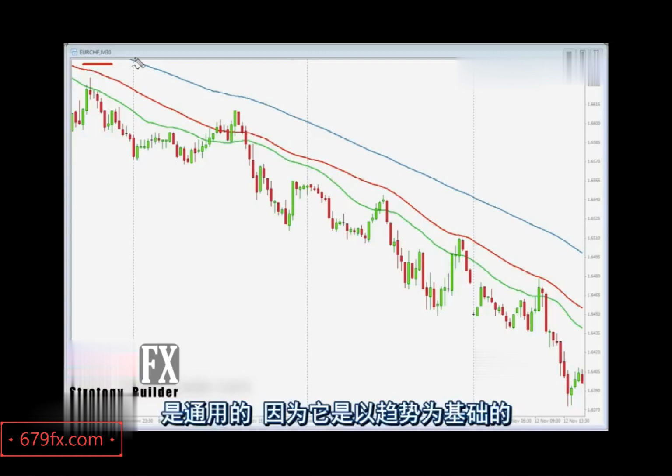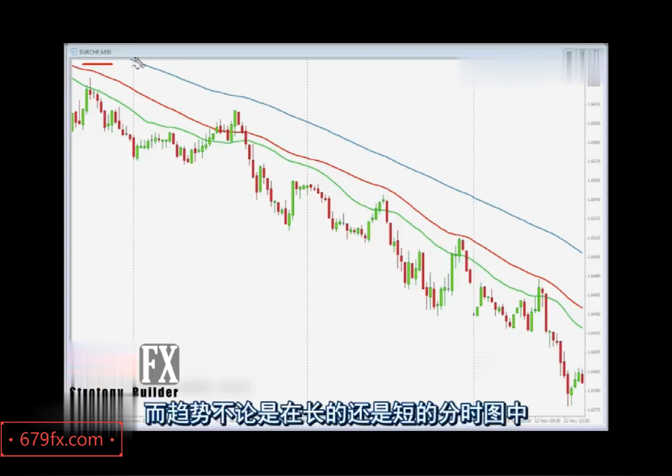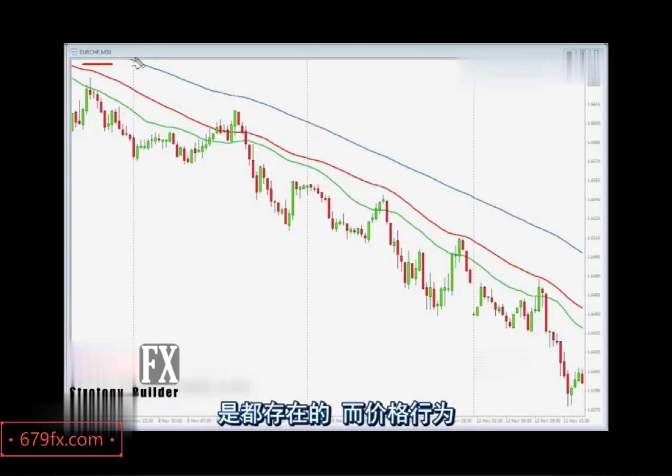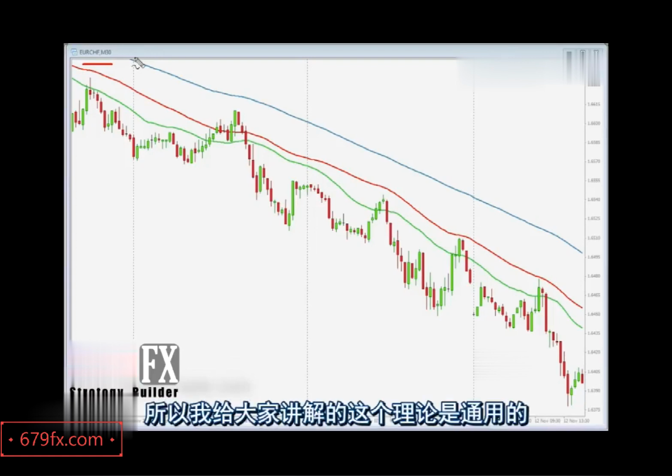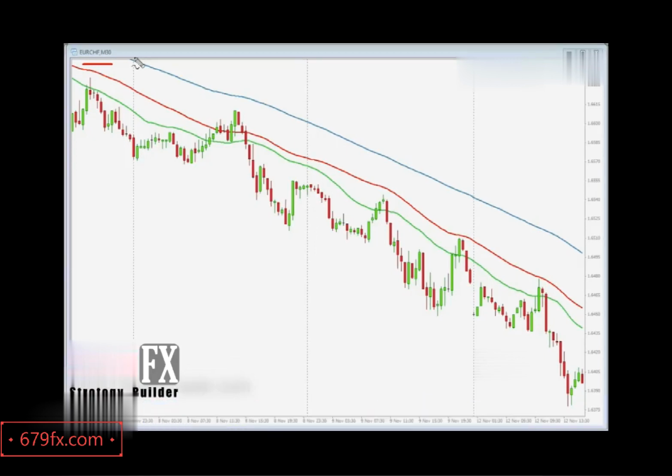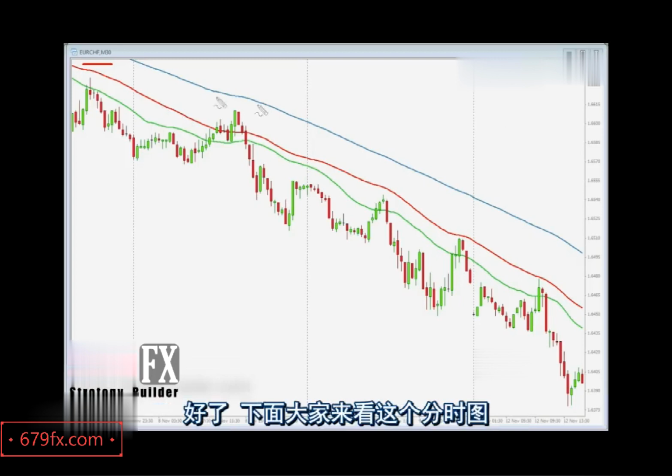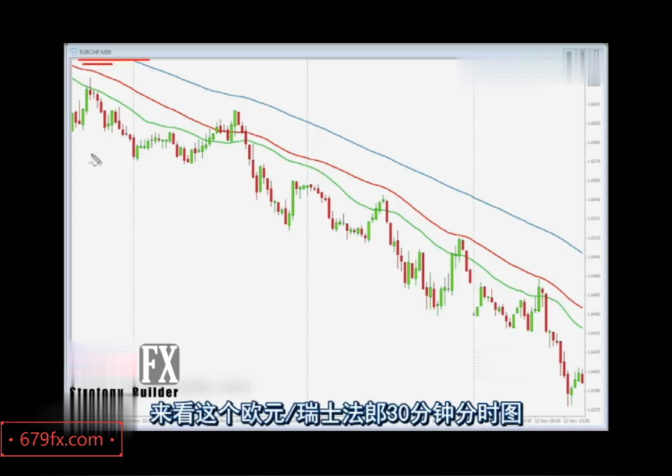This concept works no matter the time frame, no matter the currency pair. It's universal, because it's based on trends, and trends happen both in the longer time frames and also in the intraday price action. So these concepts that I'm explaining in this video are universal. Well, we open up our chart, in this case the euro against the CHF on the 30-minute chart.